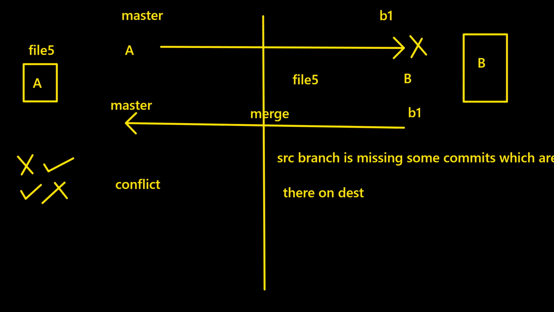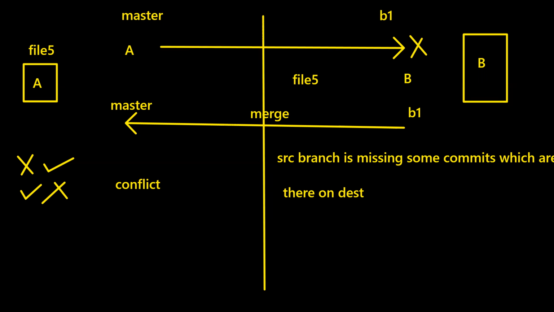We may get conflicts with multiple people. Here, the conflict is within my own repository, meaning with my own changes. Similarly, the same concept is applicable with others also. That also we will discuss. Same concept. Okay, the source branch is missing some commits which are there on the destination. This is the key point where you get a conflict.